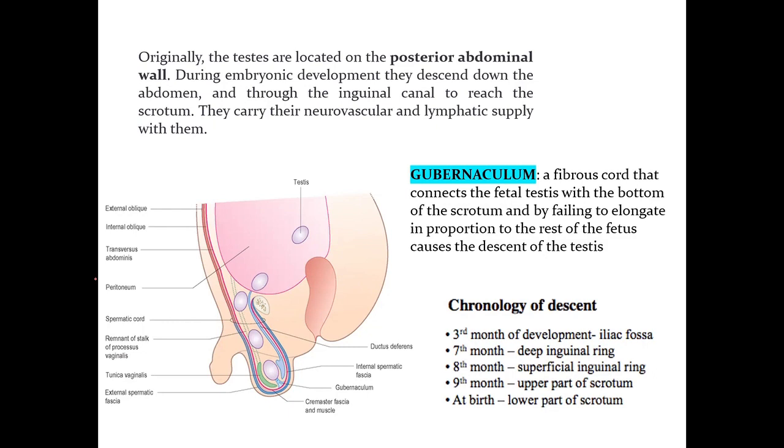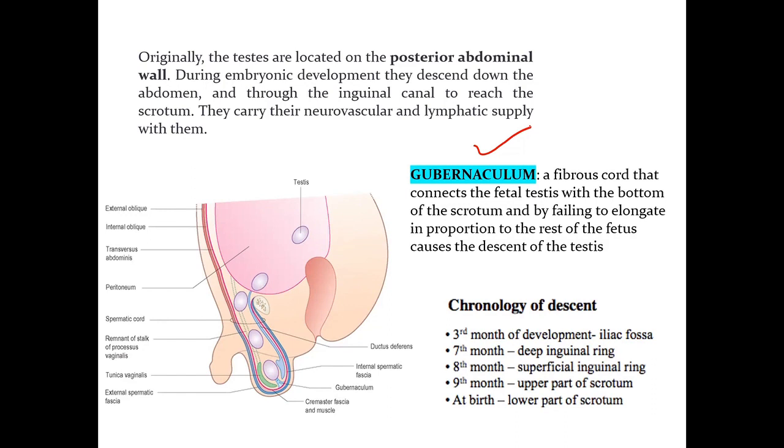They descend down following a guide. This guide is the gubernaculum. The gubernaculum attaches the gonadal ridge to the bottom of the scrotum. Now, this testis is just like a blind man holding a rope, finding its way. So the testis descends through that pathway to the bottom of the scrotum. They carry their neurovascular and lymphatic supply with them. So the gubernaculum is a fibrous cord that connects the fetal testis with the bottom of the scrotum.